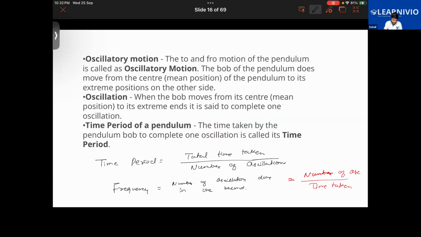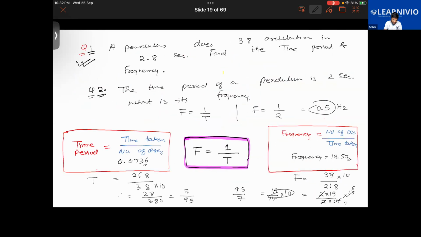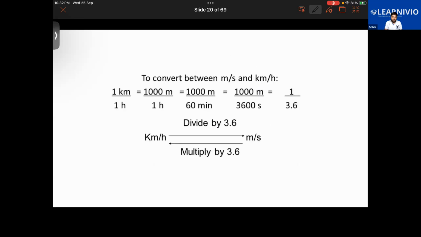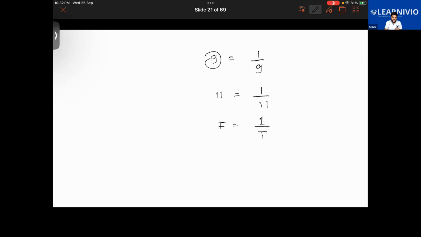We have so many things left to be discussed in the chapter. In the next class, we would be learning about speed. We'd be learning about different types of speed: uniform speed, non-uniform speed, and how you can convert any given speed from kilometer per hour to meter per second. So the conversion is also left to be discussed.